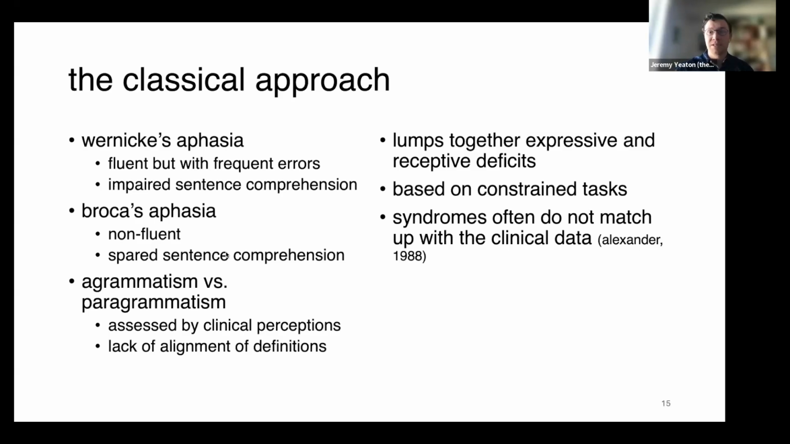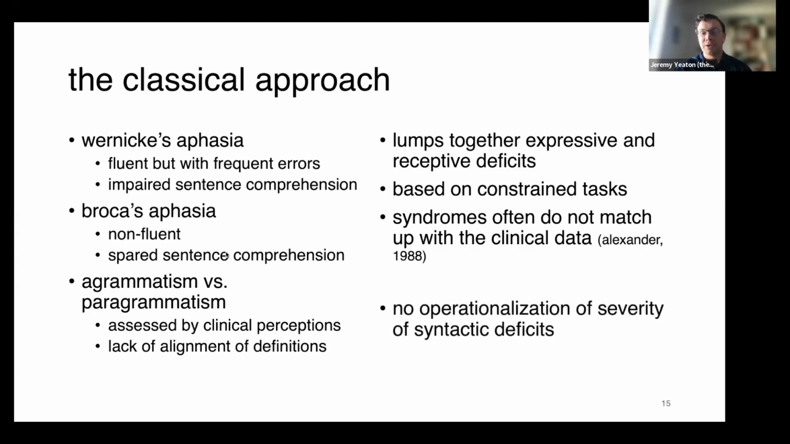If we're looking at specific syntactic deficits, we have agrammatism and paragrammatism, which I'll get to in a moment. And these are assessed by clinical perceptions. But there's a lack of alignment of definitions, especially in paragrammatism. And there's also no operationalization of the severity of syntactic deficits. So someone either is or is not agrammatic, is or is not paragrammatic, with no way to say this person is very paragrammatic or not very paragrammatic, for example.